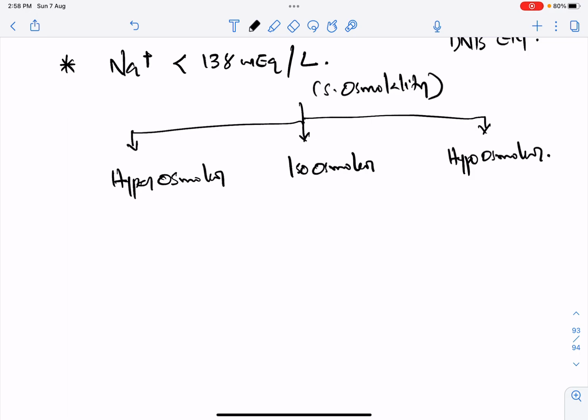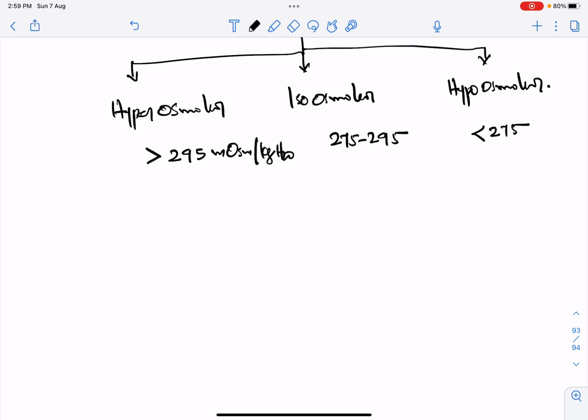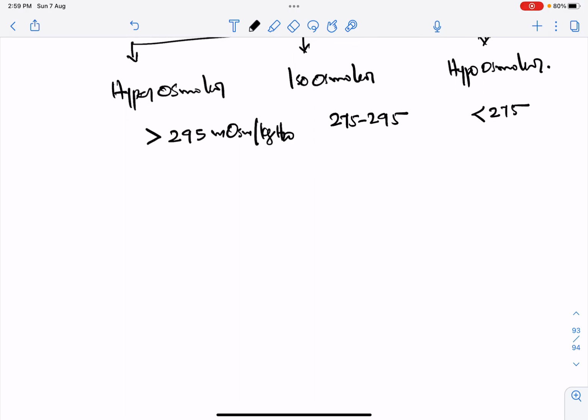Hyperosmolar hyponatremia is when the serum osmolality is more than 295 milliosmol per kg of water. It is isoosmolar if it is between 275 and 295, and if the serum osmolality is less than 275, it is hypoosmolar. Now, the example of hyperosmolar hyponatremia is seen with severe hyperglycemia.